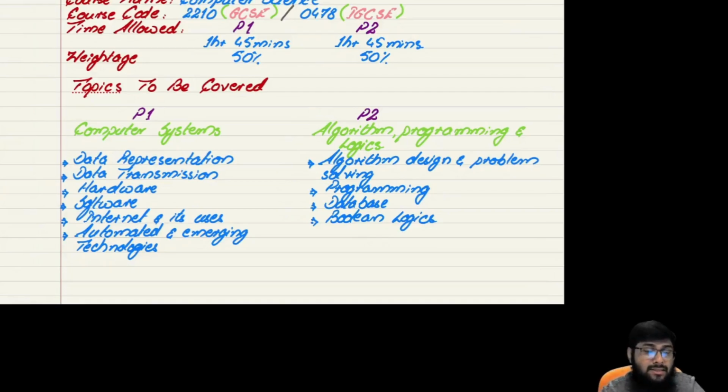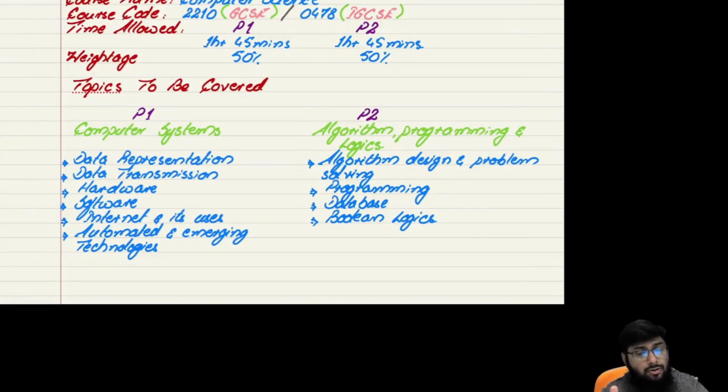Coming towards database, now what is a database? In the database we will be dealing with how, when we are going to keep our data or information in the rows and columns format, how are we going to access that data, how are we going to deal with that data. Coming towards Boolean logics, Boolean logics is, you may say, logic gates. We will be dealing with the logic gates over here, how many types of logic gates there are, what are their uses, what are their functions, why are we utilizing them.